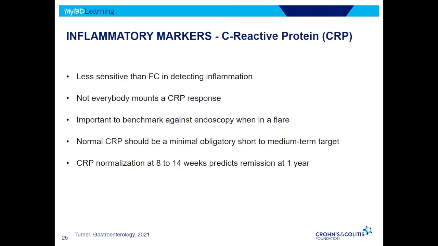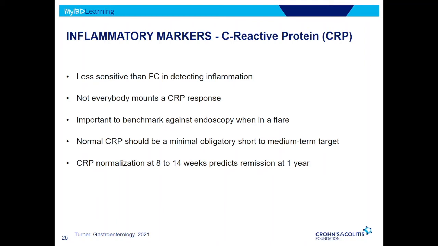The other commonly used test is the blood test for inflammation, what's called C-reactive protein. It is not as accurate as the stool test for inflammation, and it's important to recognize that not everybody has an elevated or a high CRP level when they're experiencing a flare. So for this reason, when somebody is experiencing a flare, they should have a CRP checked.